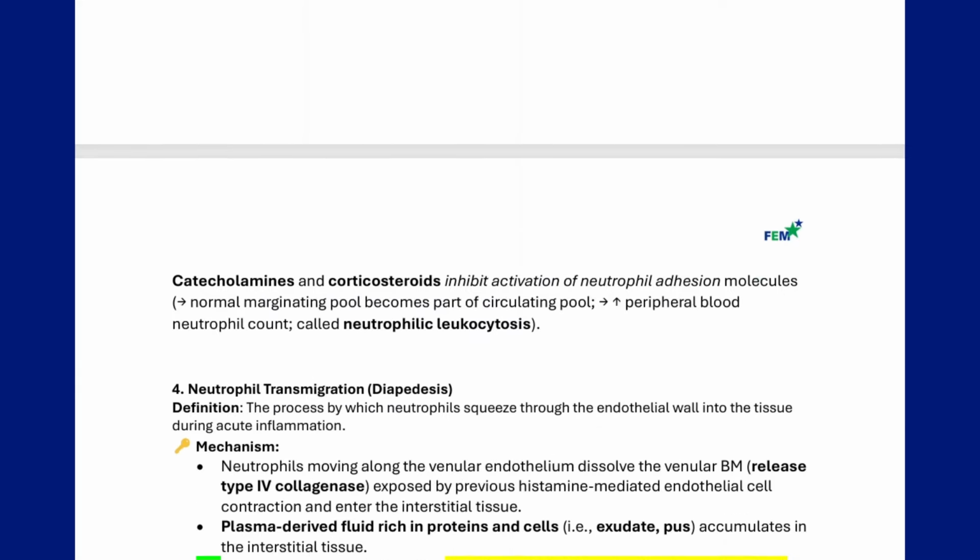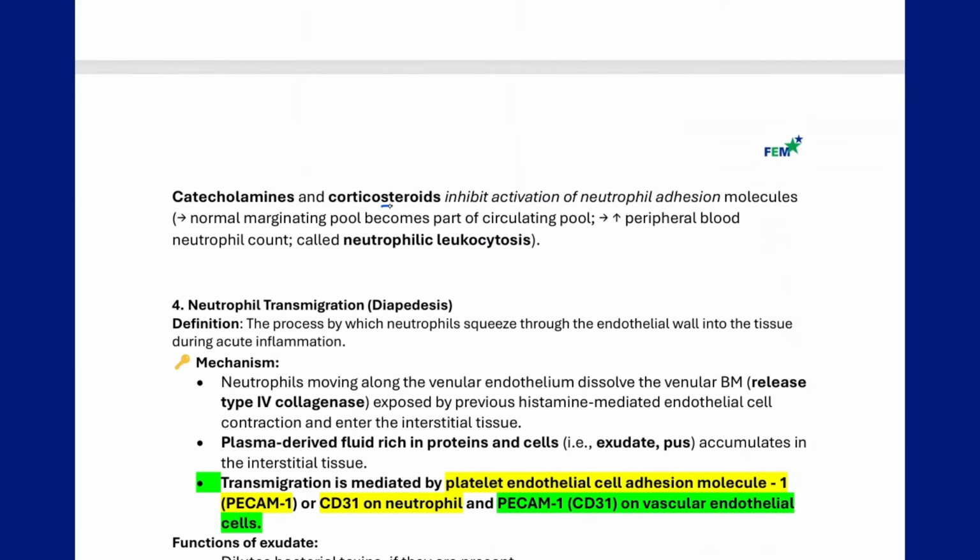Very good. And like I mentioned earlier, corticosteroids and catecholamines inhibit adhesion molecules. By inhibiting adhesion molecules, the normal marginating pool will become the circulating pool. That will lead to an increase in peripheral neutrophil count because of demargination, so they're going to have neutrophilic leukocytosis. That's why if somebody is having something like a seizure, remember it's a form of catecholamine release, a lot of catecholamines will be released. So when those patients come in, they could have neutrophilic leukocytosis.